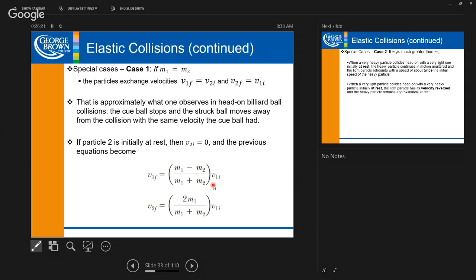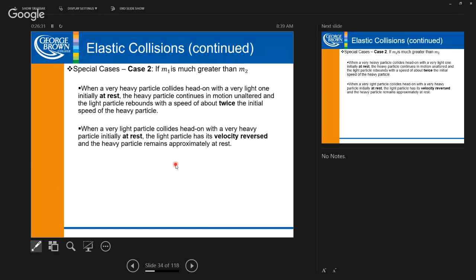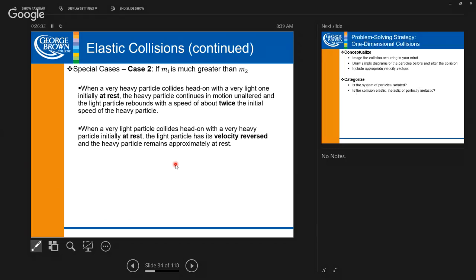So this is a special case, and therefore we have a second set of equations for this kind of case, where we have two masses the same size hitting each other, and one is at rest. The other case is if you have a really heavy mass, like a massive bowling ball hitting a cue ball, that kind of thing, and one of the objects is at rest.